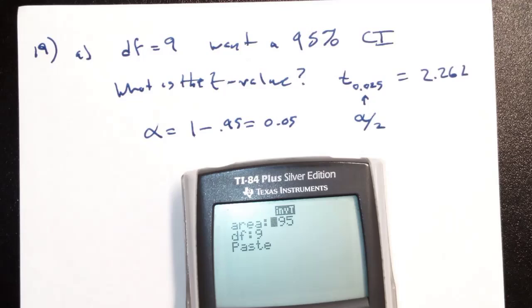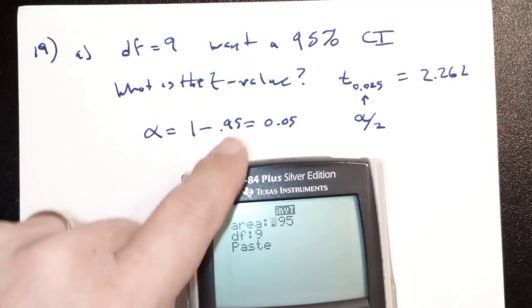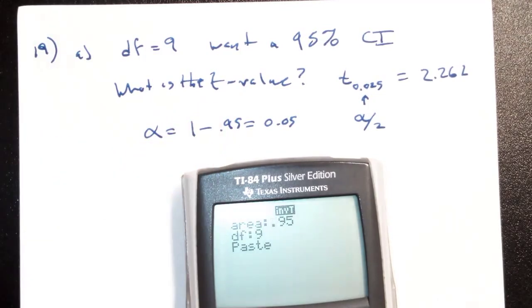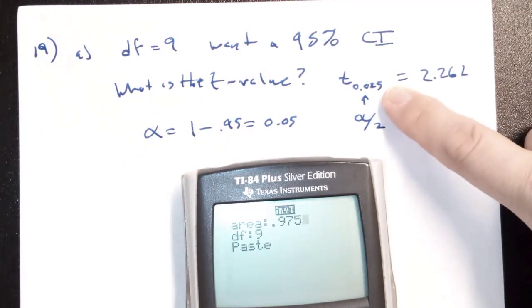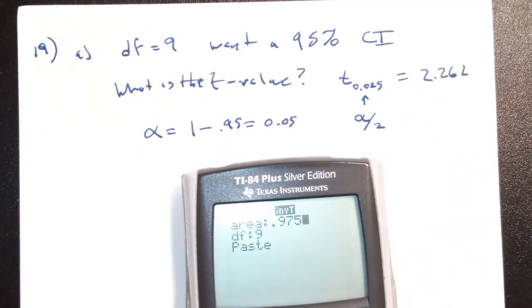$95 on the left, how much is on the right? Is that what I wanted on the right? I wanted 2.5 on the right. Here's a difference. I need to tell the calculator 1 tail, not 2. So in spite of the fact that I want a 95% confidence interval, I need to make this number 975. Why? Because this is 0.025. That's the amount I want left on the outside.